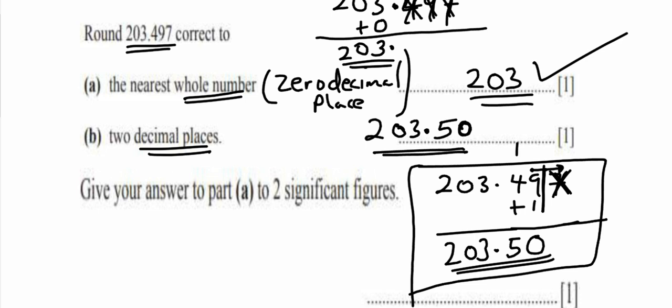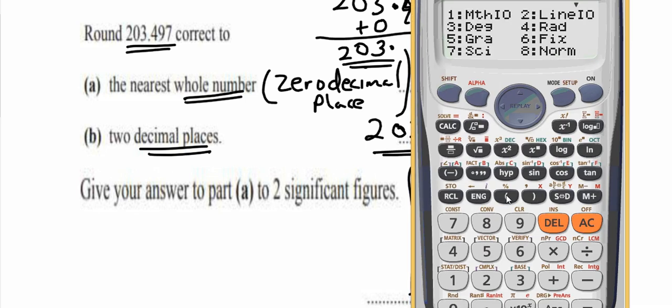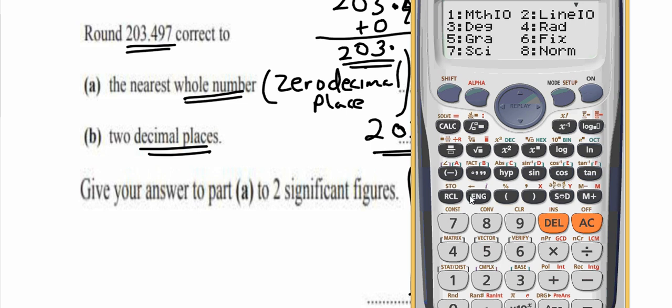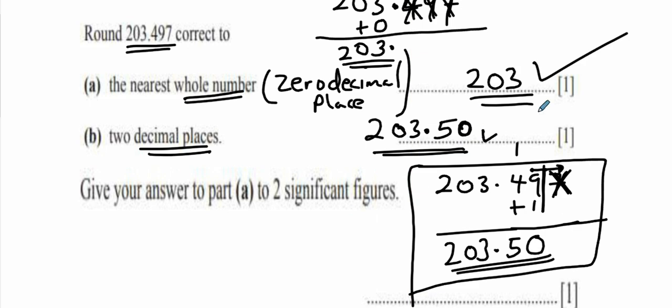You can even use a calculator to check if your answer is correct. Shift, clear your calculator. Type 203.497, equals, this is the number. Now you fix that number to 2 decimal places. You see? The calculator is showing you a 0, so don't take out the 0. This is 203.50. Can you see that? This is the correct answer.